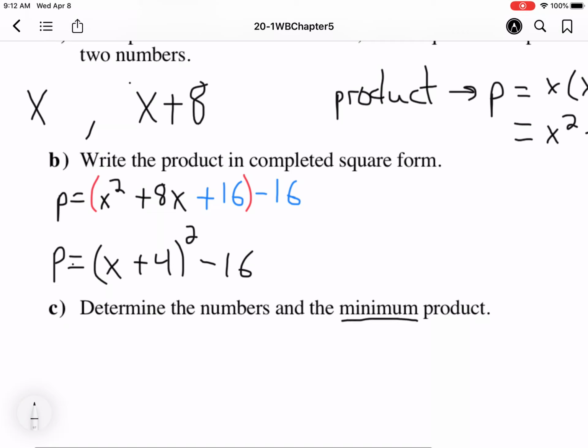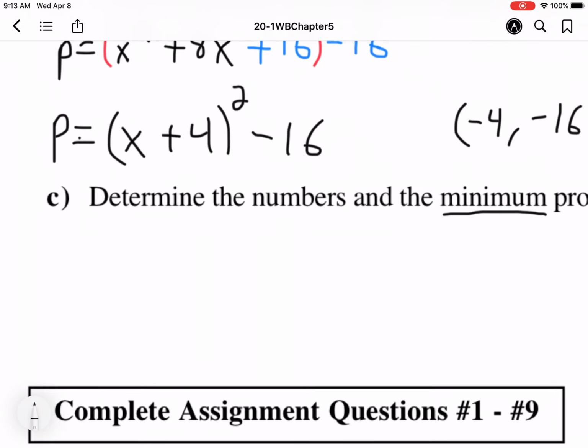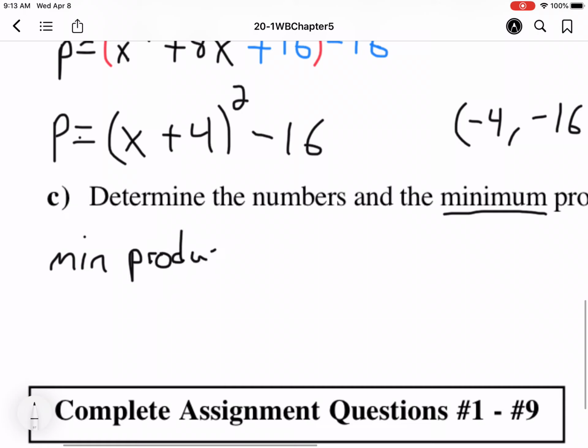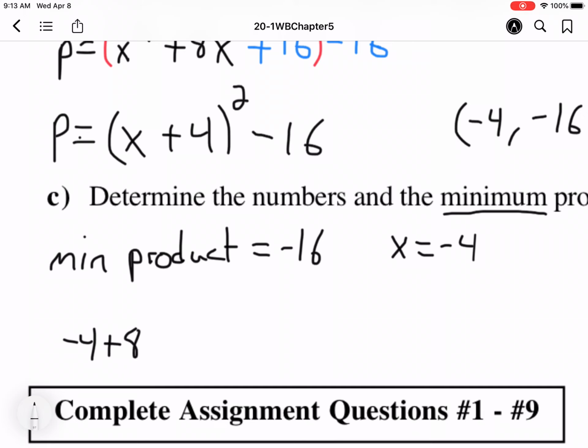So that tells me my minimum. My minimum is at the point -4, -16. That's my vertex. That's my minimum, right? So therefore, my minimum product is -16. That's the lowest we can have, right? I also know that my x should equal -4. If x equals -4, then what is my other number? My other number is going to be -4 plus 8, which gives me +4.